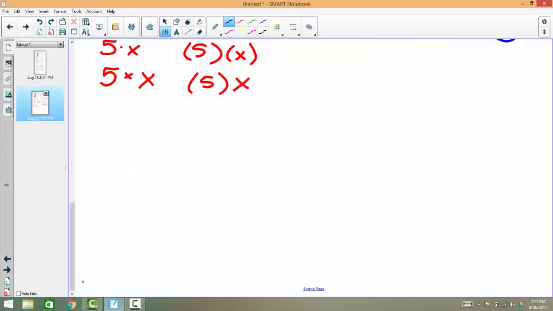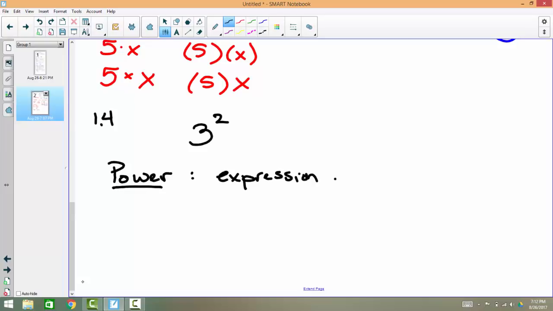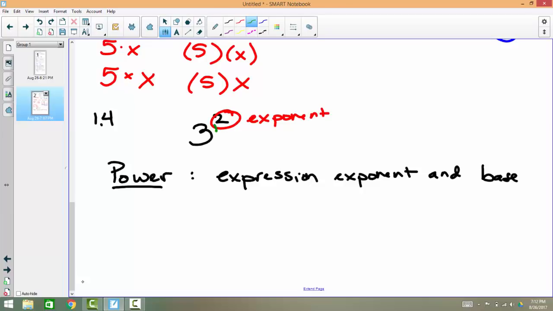All right, one more section today, a few vocab words. So if you have something like 3 to the 2, that is called a power expression. So there's an expression with an exponent and a base. So this is called the exponent. And this is called the base.